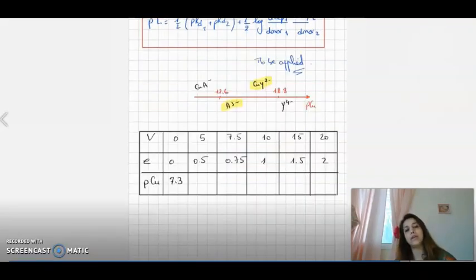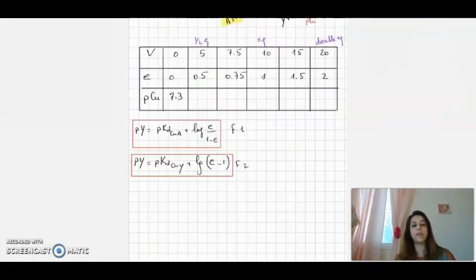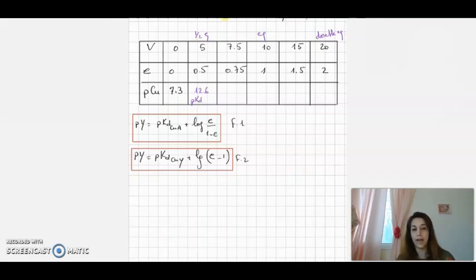If we go back also to the exercise, we have different volumes. We want to calculate pCu at these different volumes. If we look at 5, it's half equivalence, 10 it's equivalence, and 20 it's double equivalence. So at half equivalence, I have in my medium the reactant CuA- and its product. At equivalence, we have the same concentration, so pCu equal pKd of the reactant present in the beaker, so 12.6.